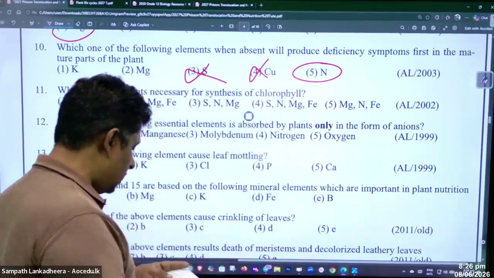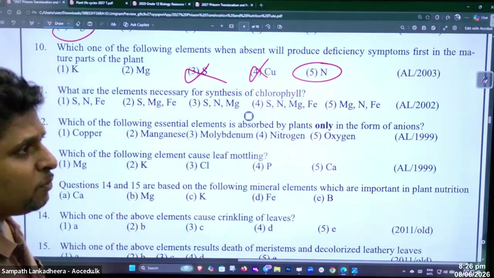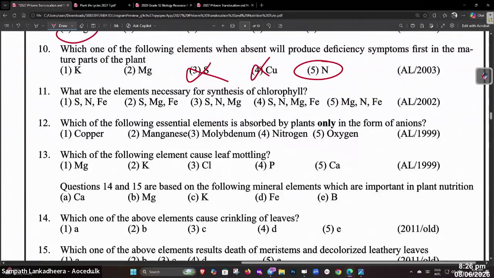Right. Question number 11, people. What are the elements necessary for synthesis of chlorophyll? My answer is these three. Maybe you can think of the others. Sulfur is not helpful. Sulfur containing answers are not good. So we can take magnesium, nitrogen and iron as the best answer here. So we can go with the fifth one as the answer.